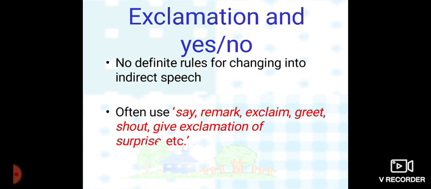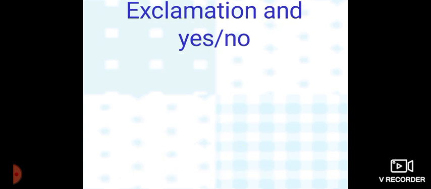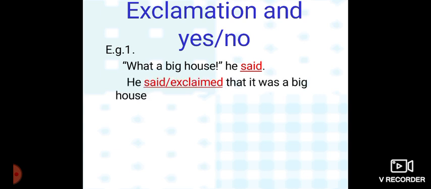There are no definite rules for changing into indirect speech. Often we use say, remark, explain, greet, exclaim. According to the situation, we can add these verbs. Example one: "What a big house!" Here we are using an exclamation mark, right? He said, or often we can use "he exclaimed." Here the conjunction we want to use is "that." He exclaimed that it was a big house.